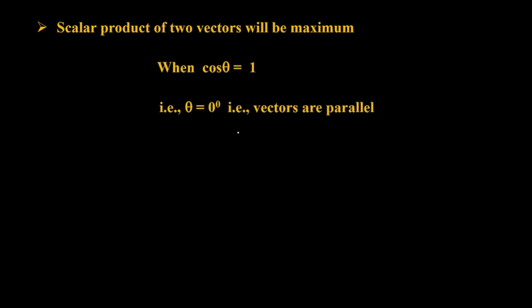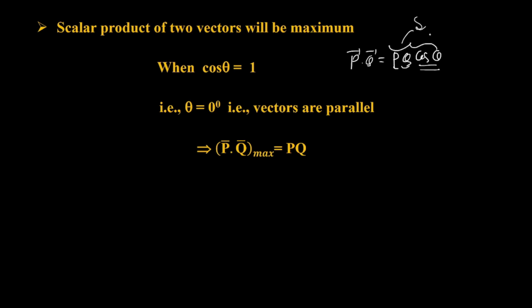Okay, let's move to the scalar product of two vectors, when it will be maximum and when it will be minimum. That also depends on the angle between these two vectors. When theta is equal to 0 degrees, the scalar product of the two vectors will be maximum. Because you see, the scalar product is defined as P dot Q equal to PQ cos theta. PQ is constant. It only depends on cos of theta. As a whole, this is a scalar.